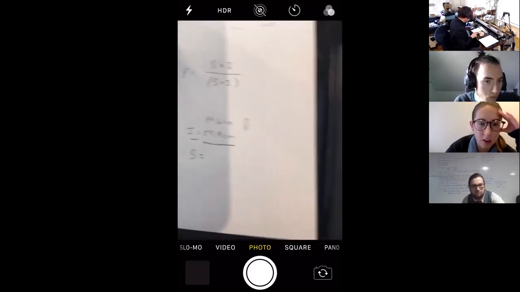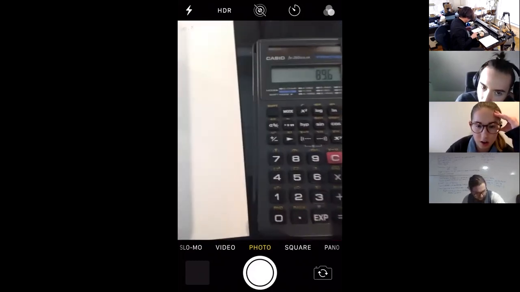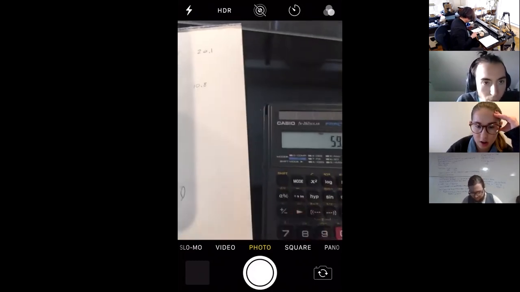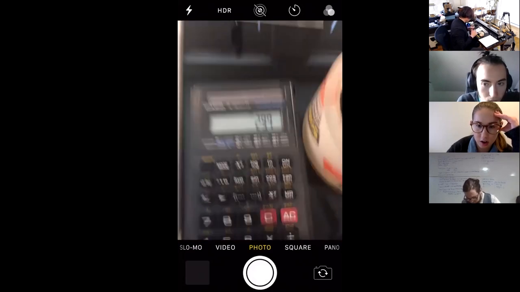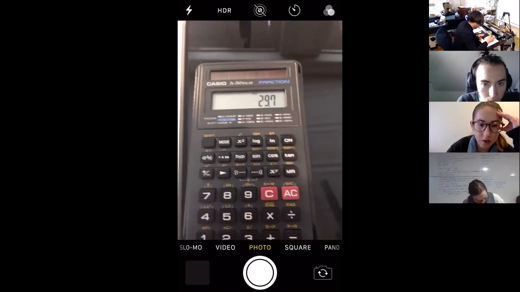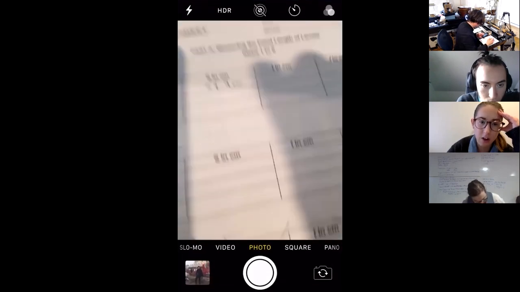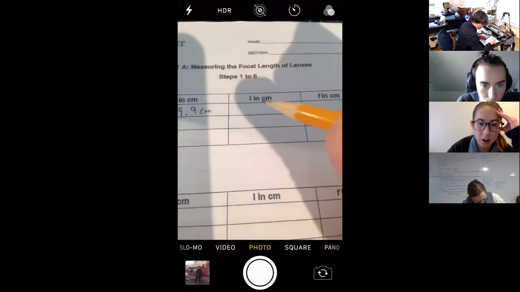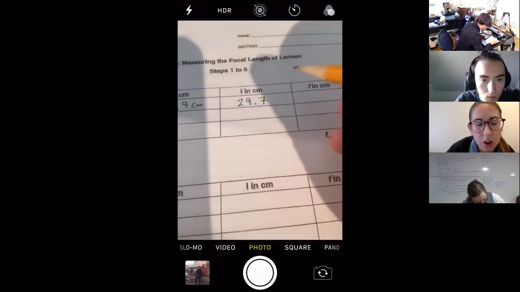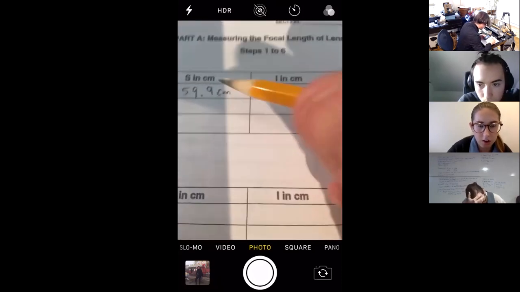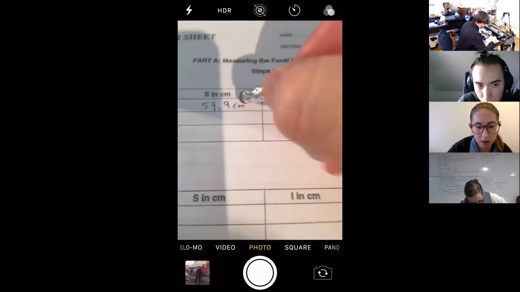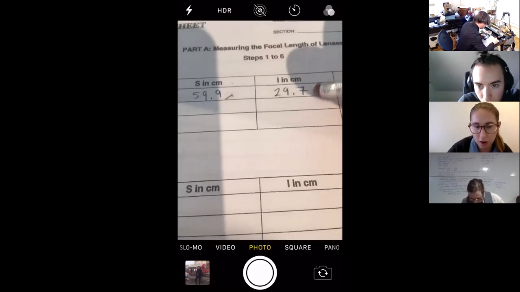So let's subtract that up. Who's got a calculator? 89.6 minus 59.9 is 29.7. Yep, I get the same thing. 29.7. So let's write that down. I guess we really don't have to write centimeters here because it has centimeters up there. So if you want, you can leave the centimeters blank since it has the units up at the top.